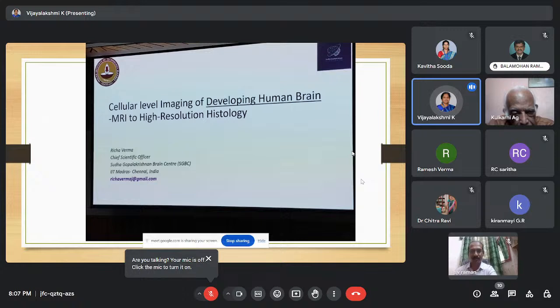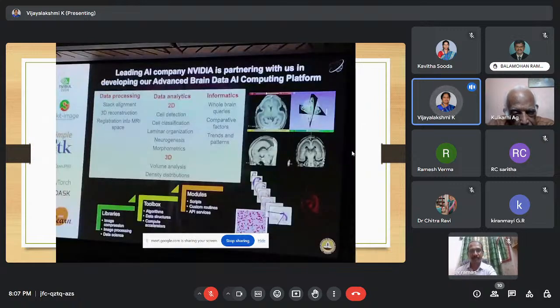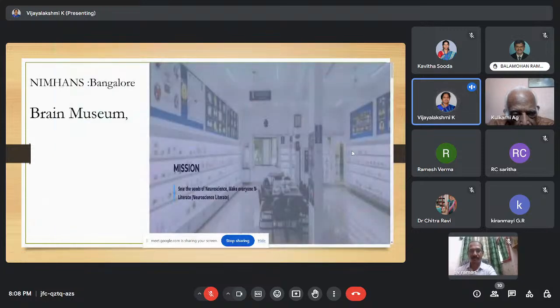And also they are doing cellular level imaging of the developing human brain, MRI to high resolution histology, and Richa Verma presented this. A leading AI company, NVIDIA, is partnering with them in developing their advanced brain data AI computing platform: data processing and analytics, 2D cell detection, cell histogram, cell classification, laminar organization, neurogenesis, morphometrics, informatics, whole brain queries, comparative factors, trends, platforms, and 3D volume analysis and density distributions. These are the works they are carrying out. They explained it in the meet.